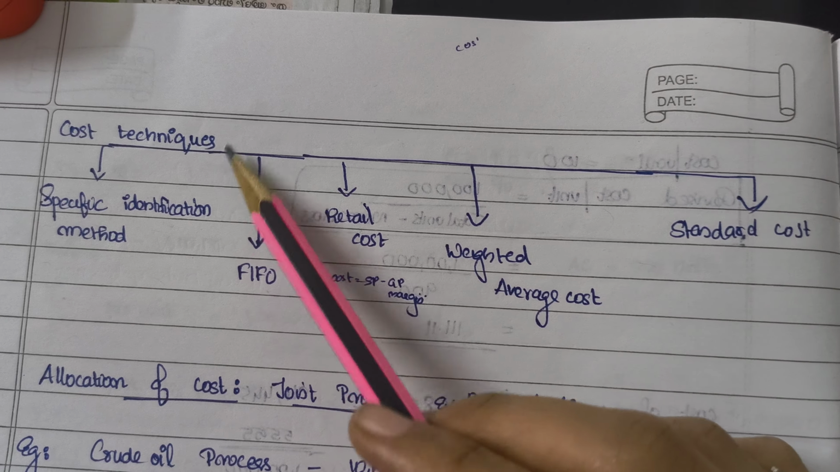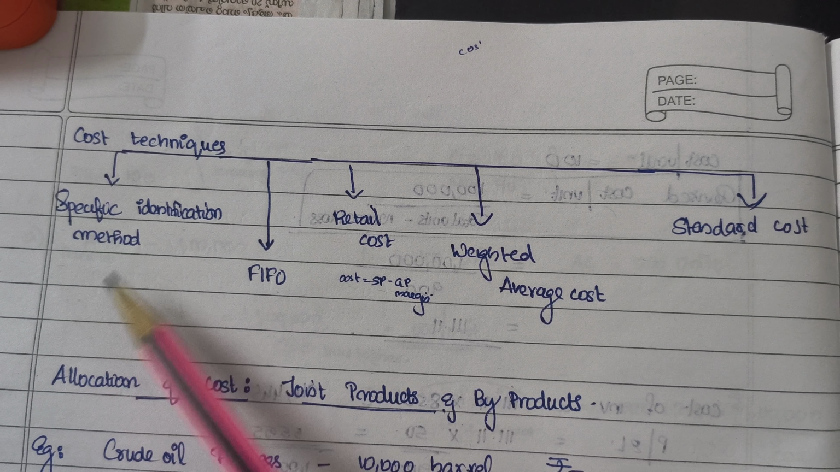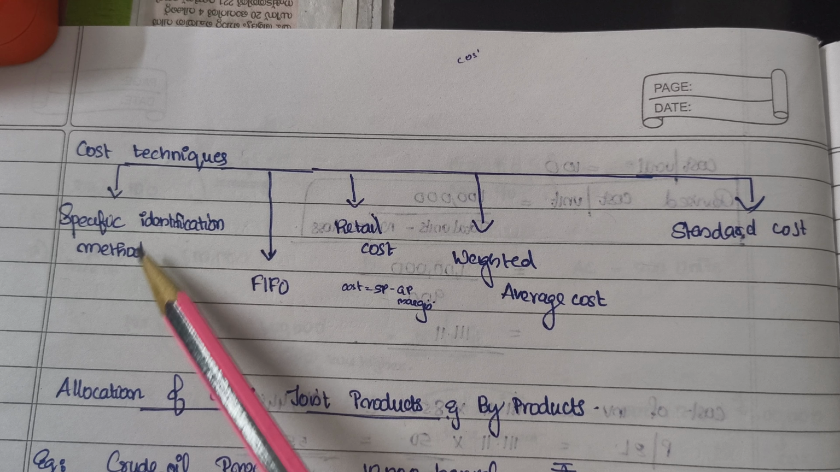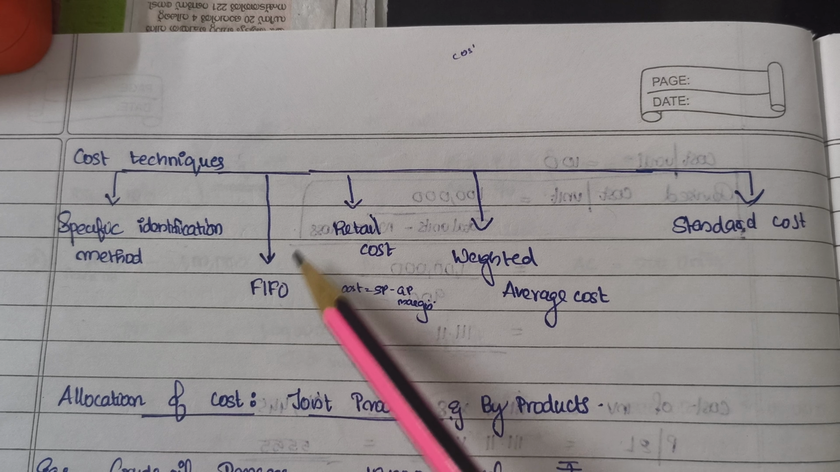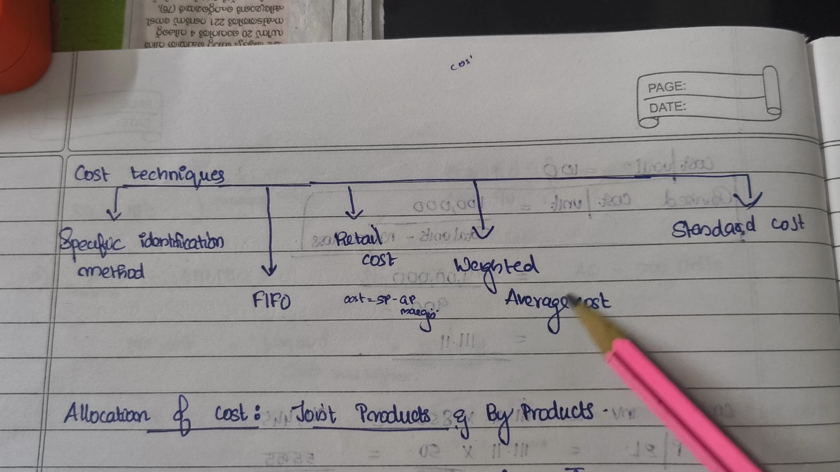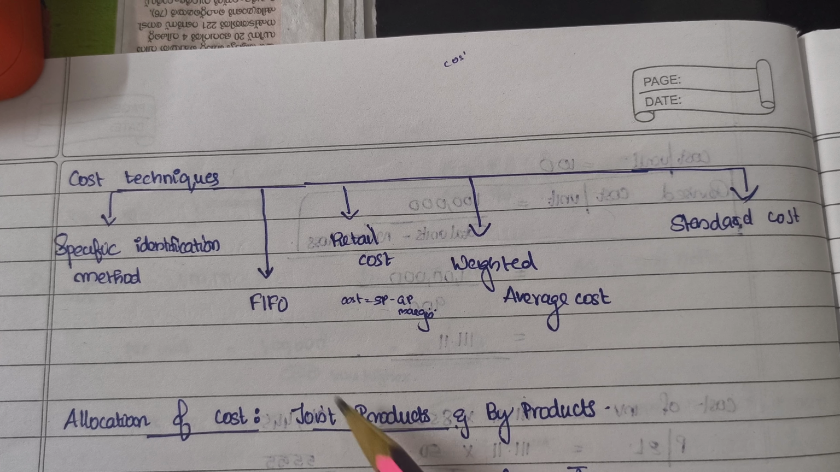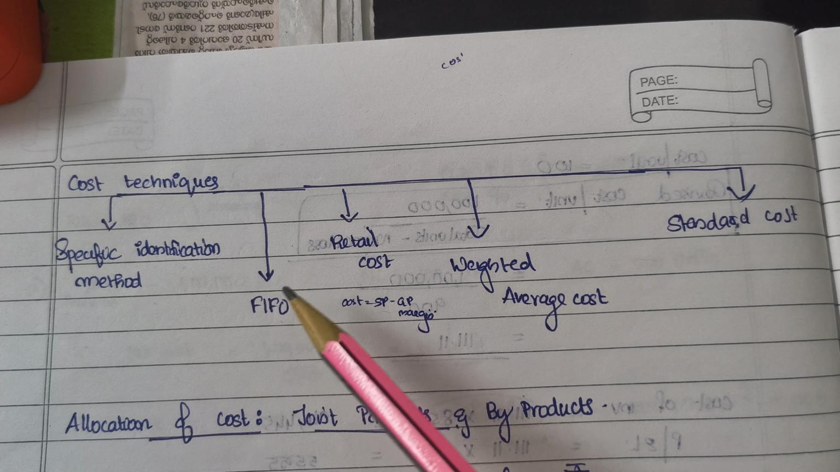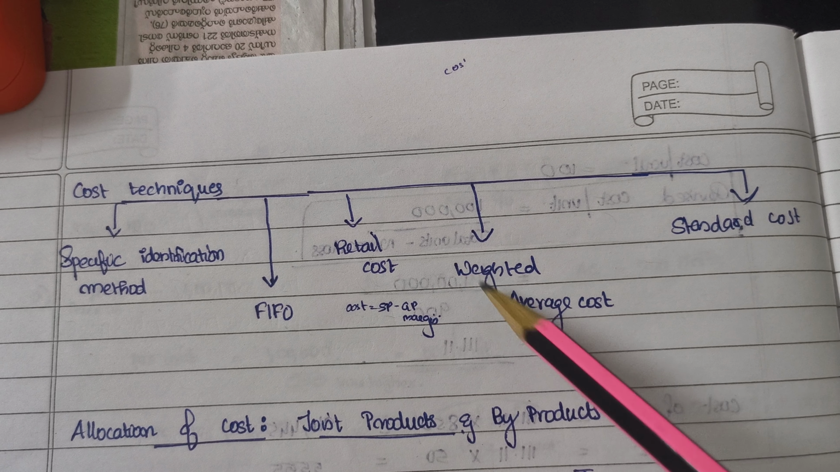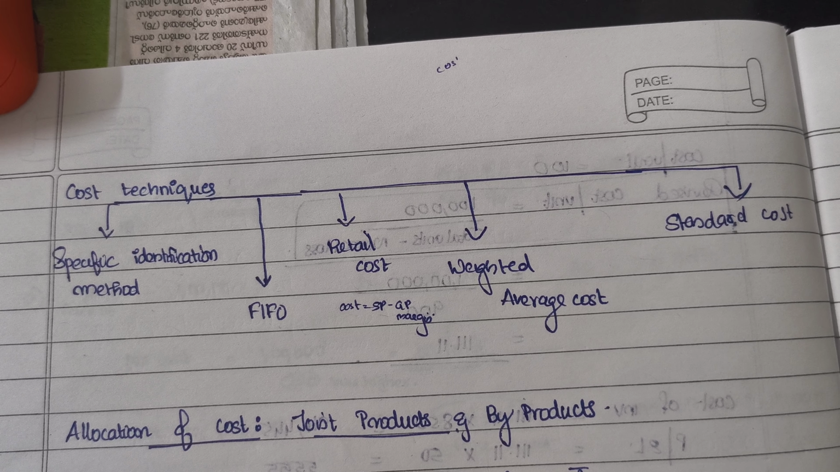Now let's see what the different cost techniques are. There are 5 cost techniques: specific identification method, FIFO, retail cost, weighted average cost, and standard cost.